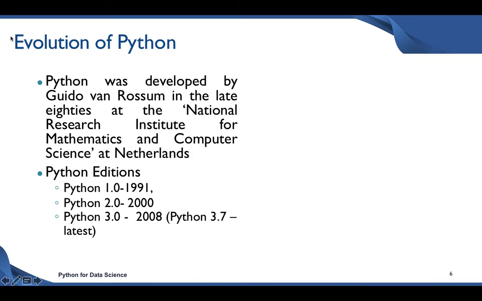Because on the official website they have not given the tag of stable version there, right? So those stable versions they have given as Python 3.7 and Python 2.7, right?